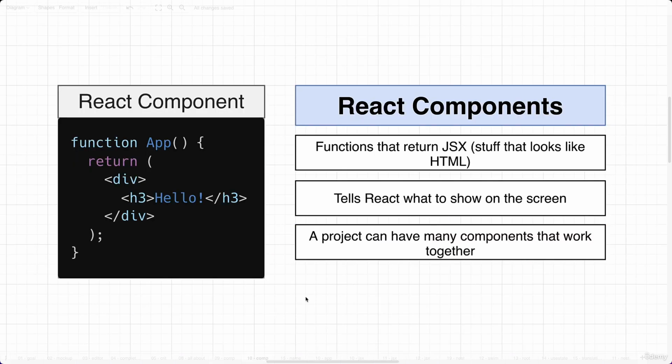These functions that return JSX are referred to as React components, and these are the primary way in which we work with the React library. So you and I are going to spend a tremendous amount of time inside this course writing out these components, writing out functions that return JSX. A single project can have many different components inside of it.